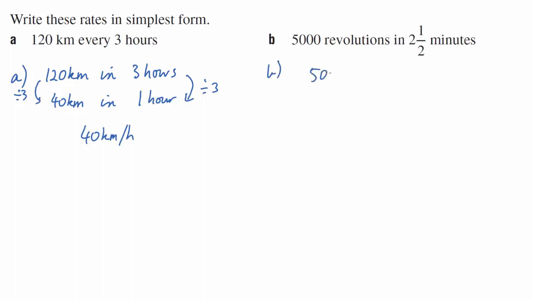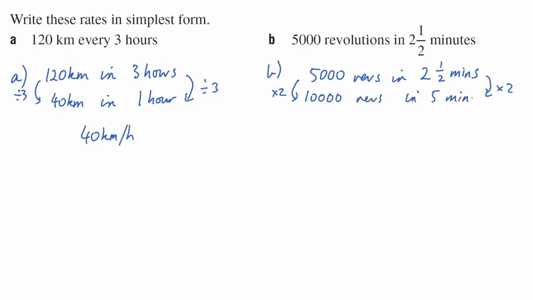5,000 revolutions in 2.5 minutes. Let's write out that as a little sentence. So 5,000 revs in 2.5 minutes. And a simplified rate shouldn't have any fractions or decimals in it. So let's multiply both sides by 2 so that we have just whole numbers. It's 10,000 revs in 5 minutes.